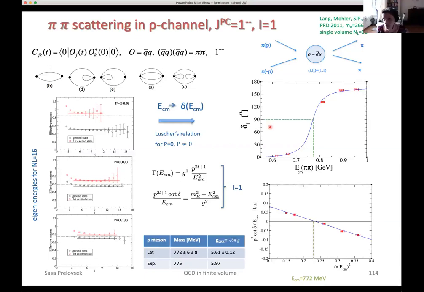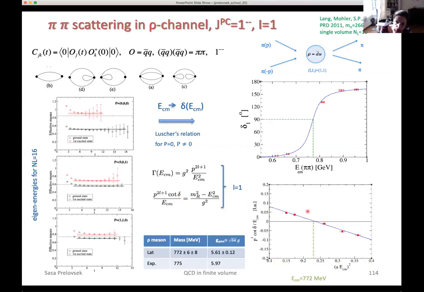Okay. And one wants to also extract the width. So what does one typically do in this business? Well, one parameterizes the width in terms of the coupling and the phase space, and partial wave L equal to 1 in this case. So again, you expect that this quantity p cubed cotangent delta over E will have this form if this is a kind of a Breit-Wigner resonance. So you plot this quantity.